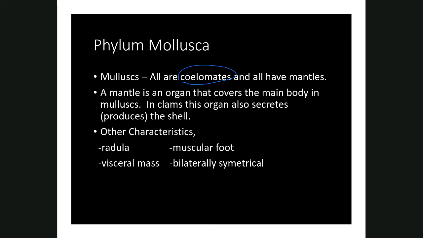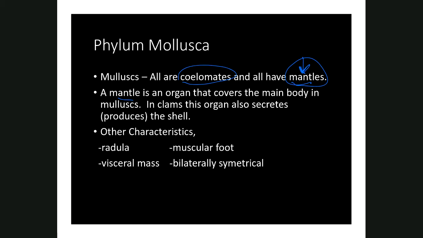And what covers their coelomic space is something called the mantle. All right, so the mantle is an organ, and it's covering this coelomic space and covers the bodies of these organisms. And in those mollusks that produce shells, it's the mantle that makes the shell. So you have the shell, and then you have a mantle, and then you have the rest of the animal, going from the outside towards the inside. So they have a mantle.